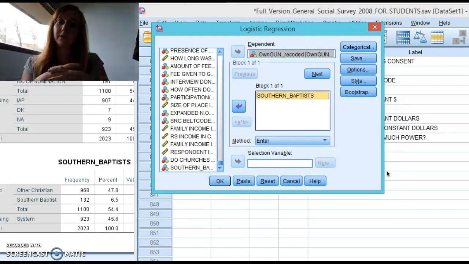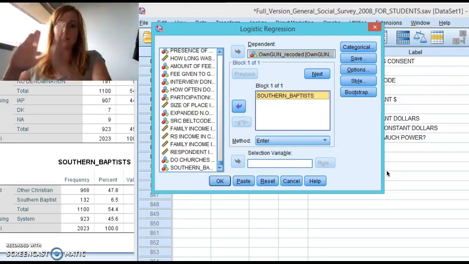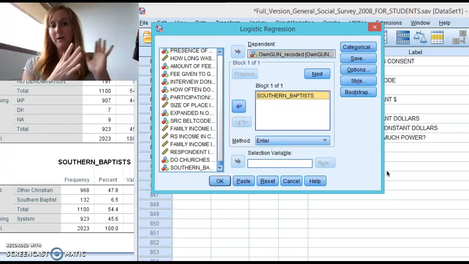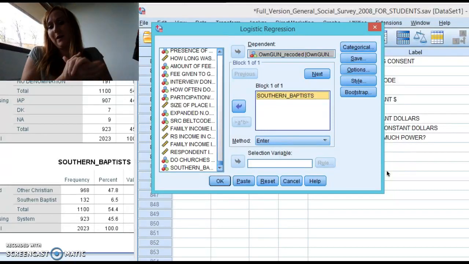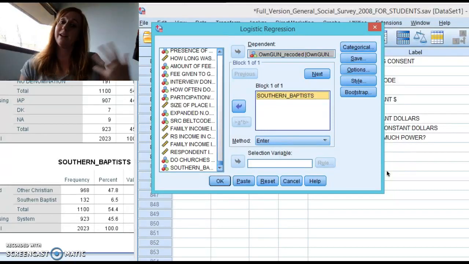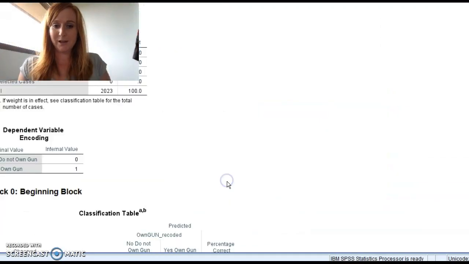So I basically recoded this variable, setting the Southern Baptists aside compared to everybody else, just to see if being Southern Baptist made a difference. So let's find out if it does. So we're going to click OK.